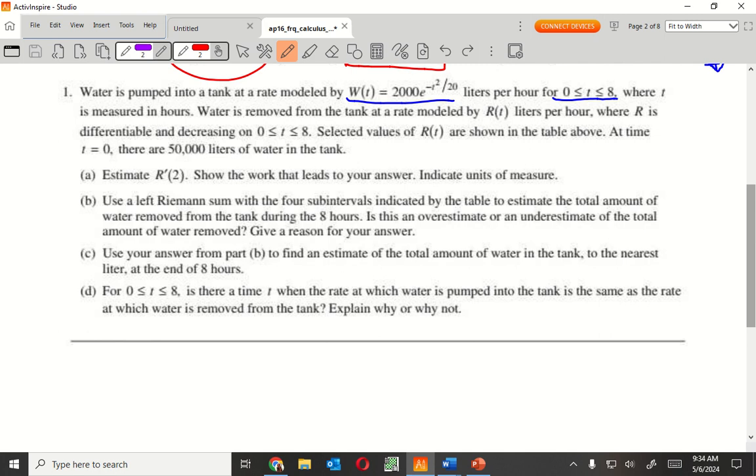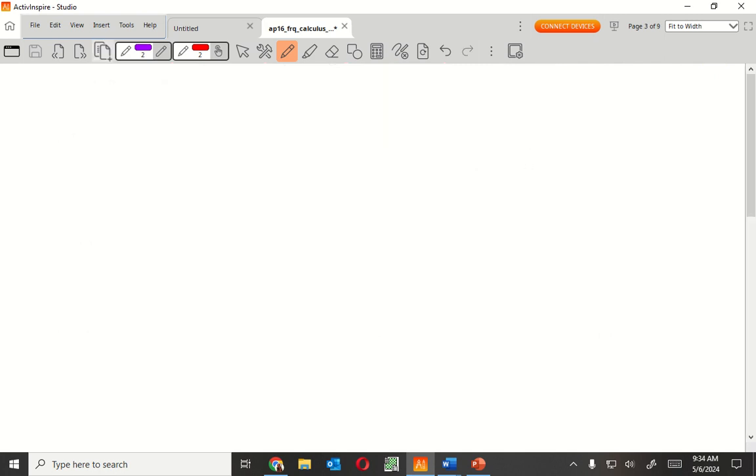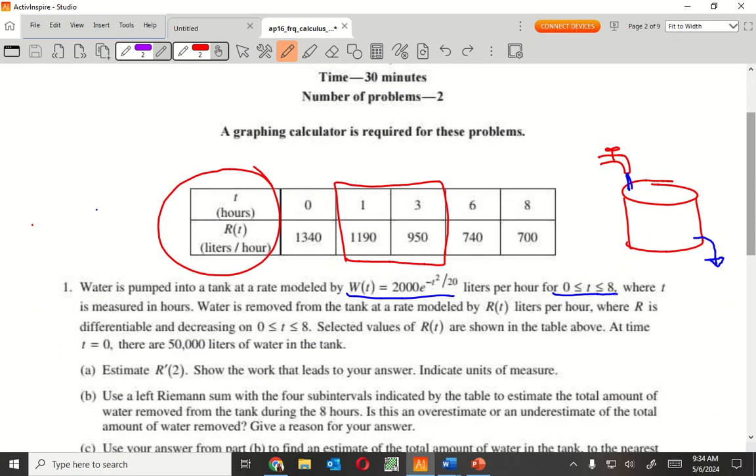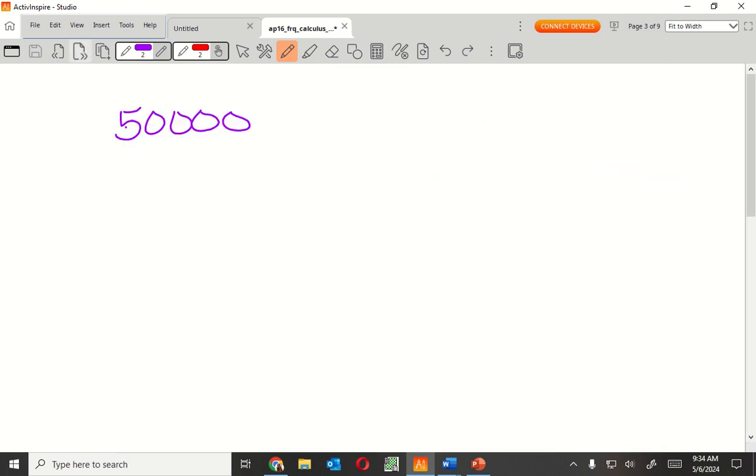So first, how much water did I start with? 5,000, right? Is it 50,000? Okay. So we're starting with the 50,000. So right here, it says at time 0, we have 50,000 liters of water. So that's a good start right there.